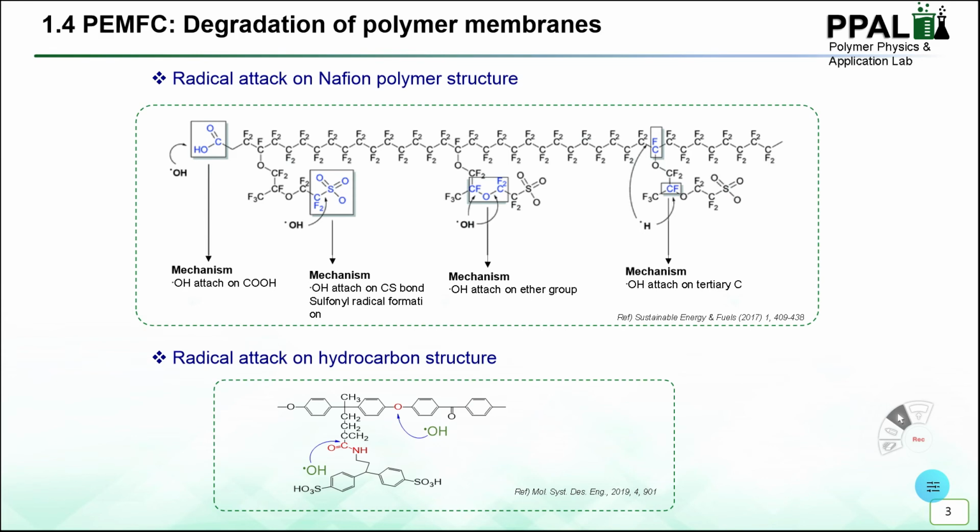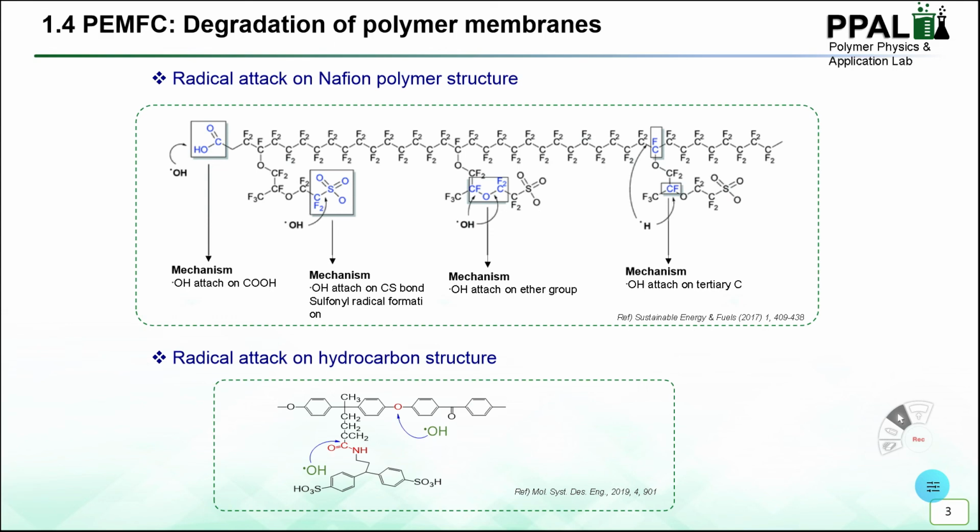The attack of the OH radical on C-S and ether bondings are the main reason that leads to the decay of the output power density during the fuel cell operation because of the degradation of the functional group. Finally, there is the attack of the hydrogen radical on the tertiary carbon on both the main chain and the side chain of the polymer structure, and this reaction is also very important.